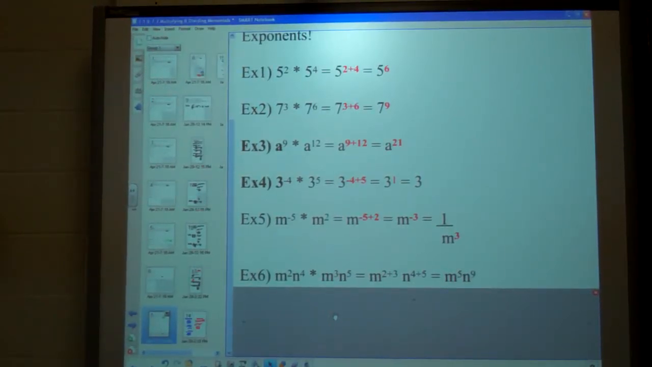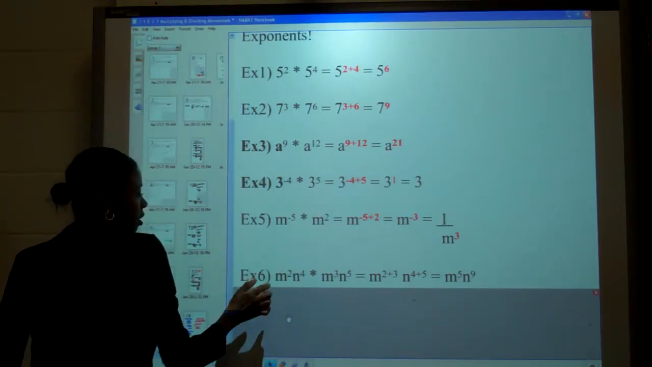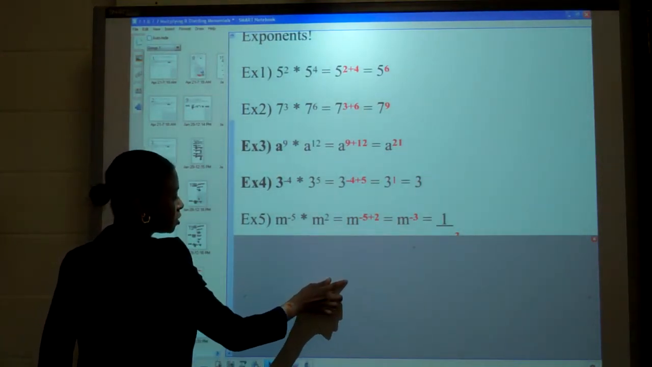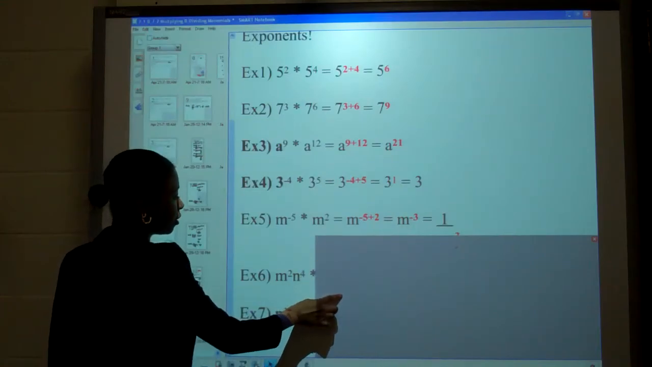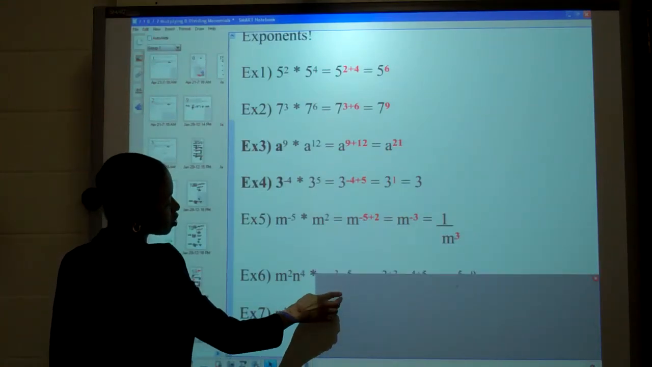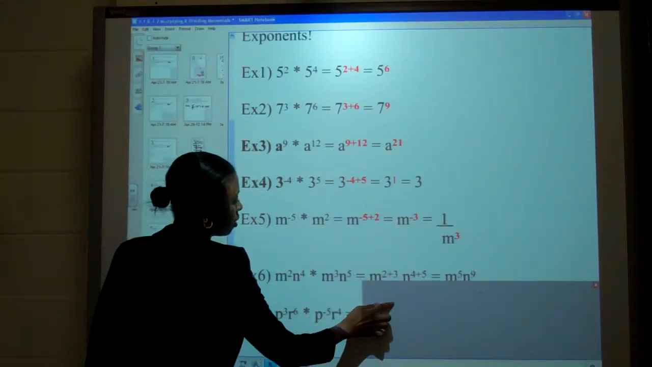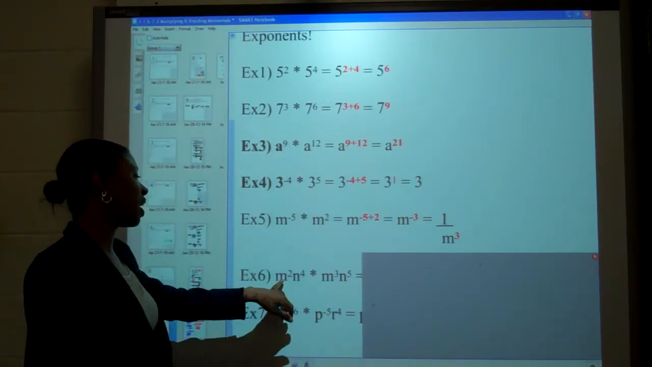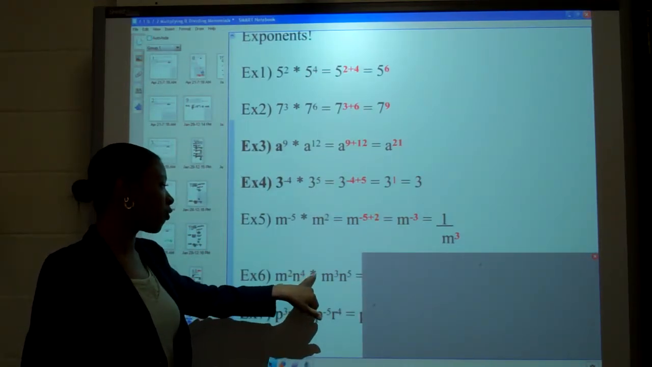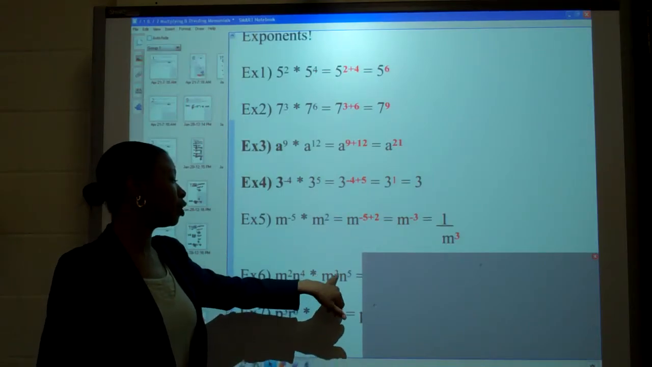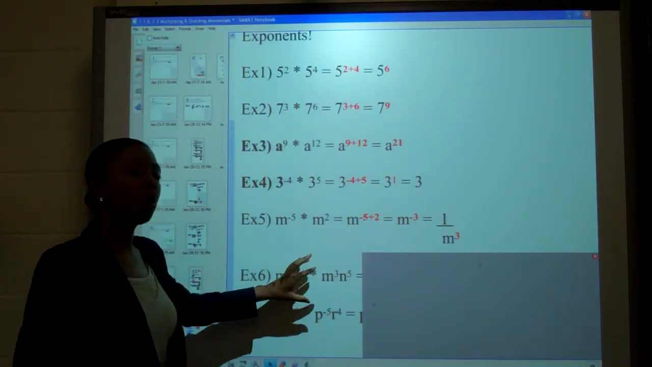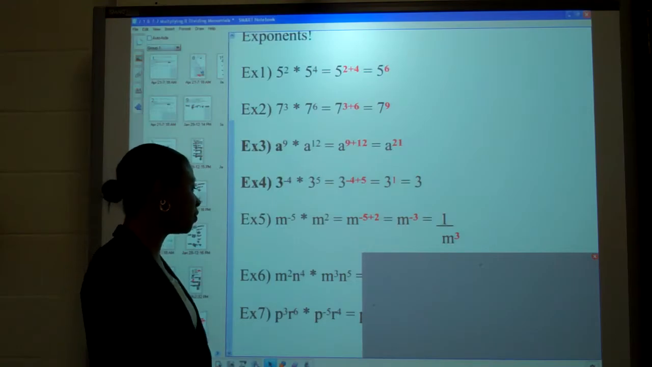All right, so we left off on example 6, which we have here. I want to scroll this up just a little bit. Example 6: let's say we have m squared n to the 4th multiplied by m cubed times n to the 5th. Well, we have to apply those same rules that we've done.